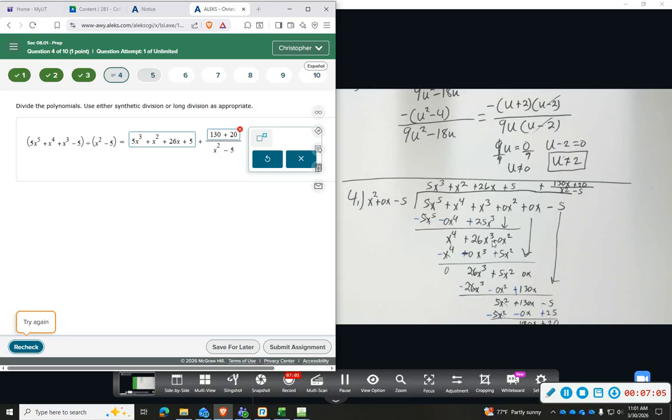Okay, so I just need to check the math. I'm missing my x. 130x, let's try that.